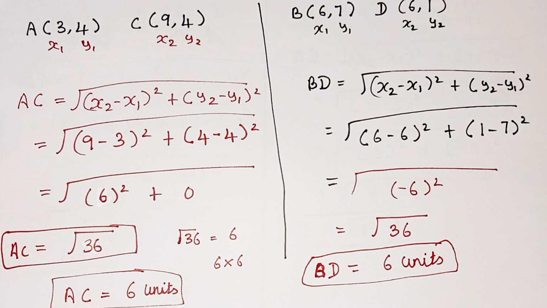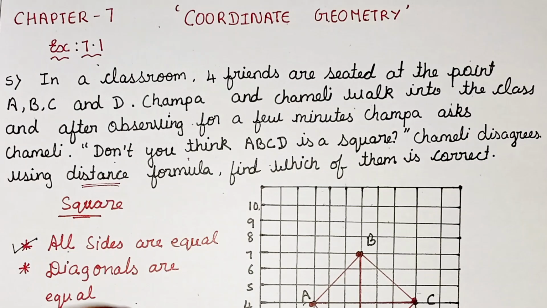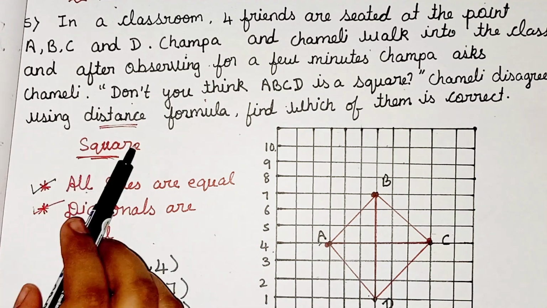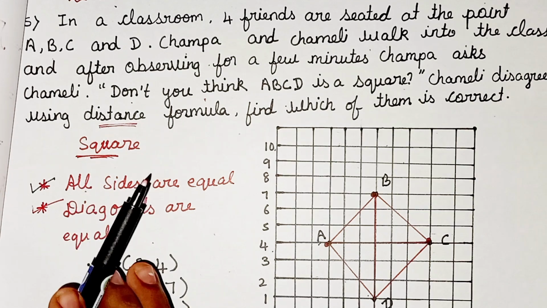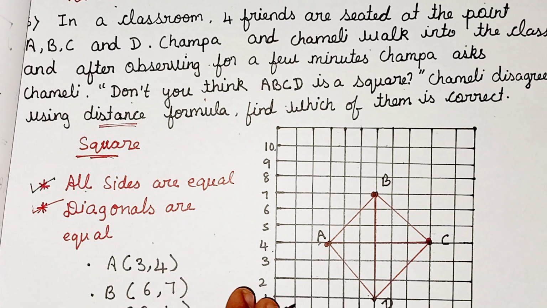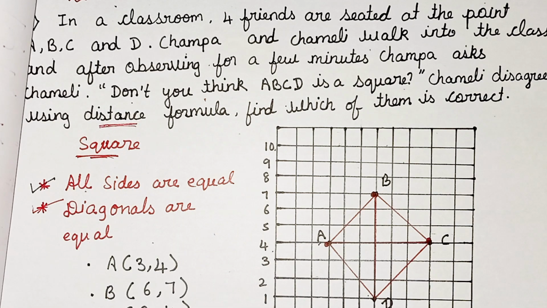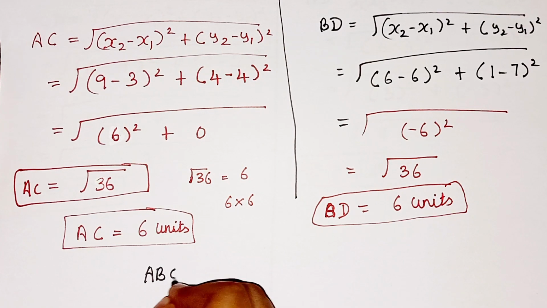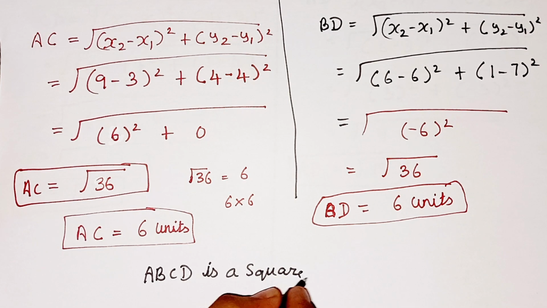Since the sides are equal, we just found out that sides are equal, and now we found out that the diagonals are also equal. I just told you the property of a square is all sides are equal and diagonals are equal. So they both suit this particular question. When we used the distance formula, we got all sides equal and diagonals equal. Then we can say ABCD is a square. So this is going to be our answer.